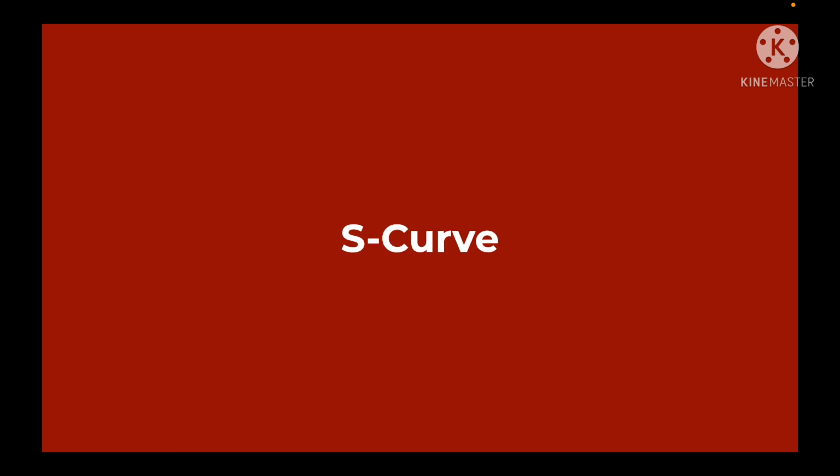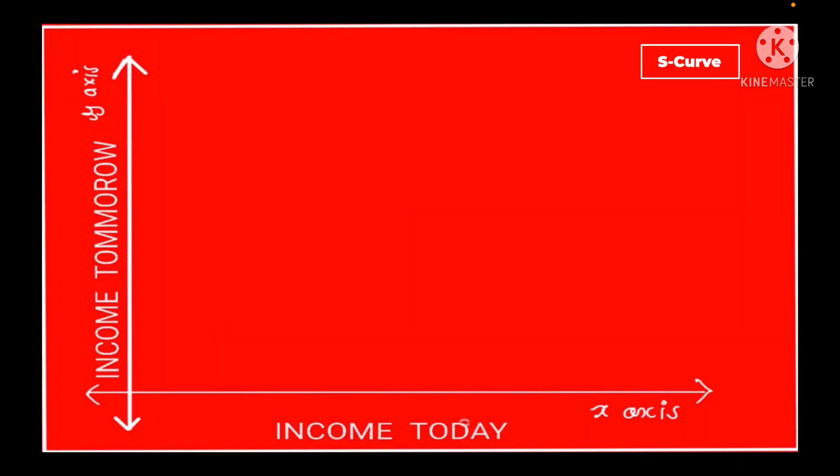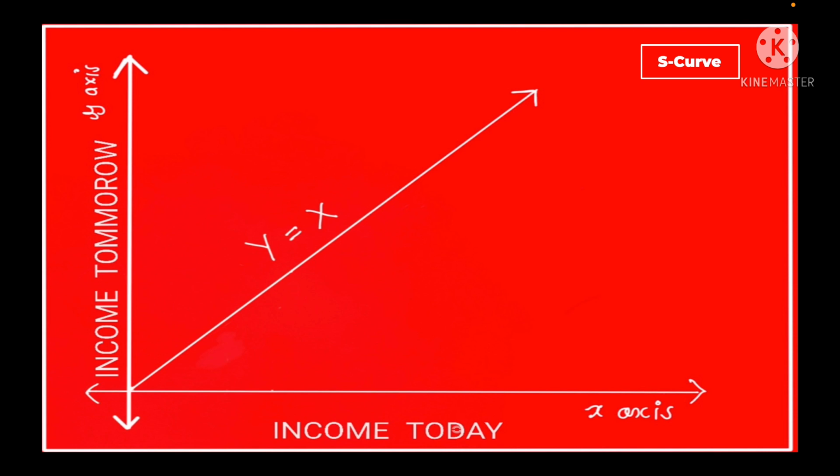The first concept is the idea of an S-curve. We plot the income of an individual today on the x-axis and their income tomorrow on the y-axis. Now we draw the x equals y line for reference. This line indicates that the future income of the individual would be equal to the present income.